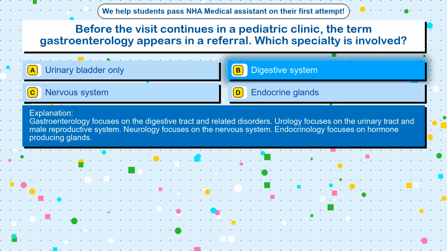Gastroenterology focuses on the digestive tract and related disorders. Urology focuses on the urinary tract and male reproductive system. Neurology focuses on the nervous system. Endocrinology focuses on hormone-producing glands.